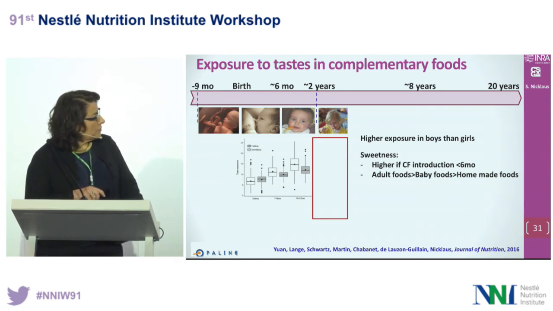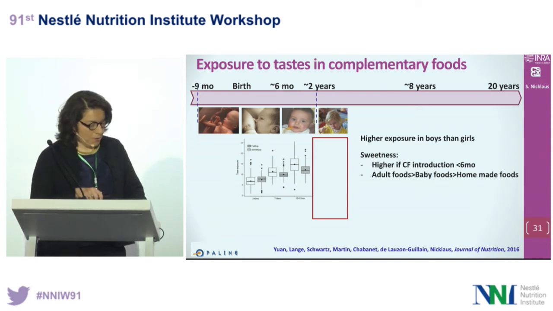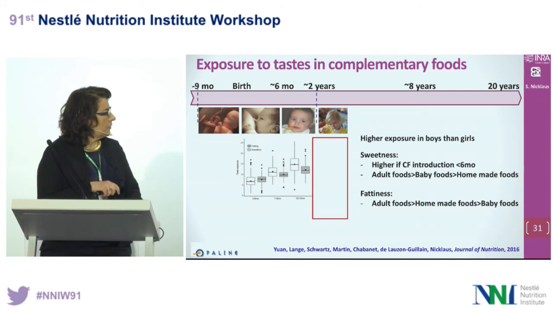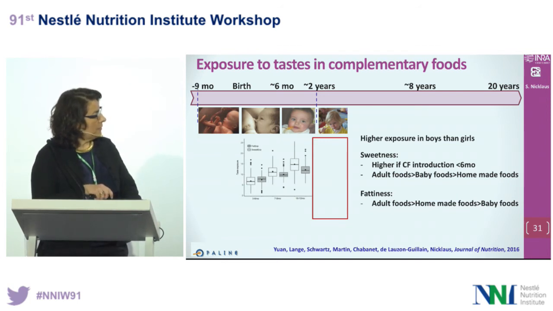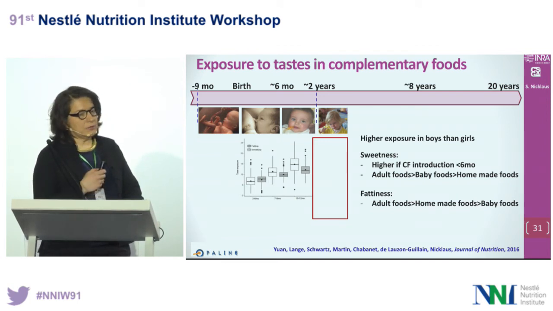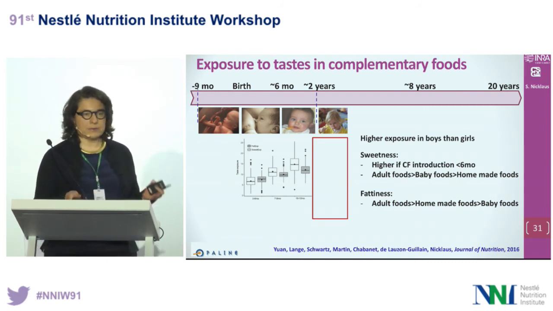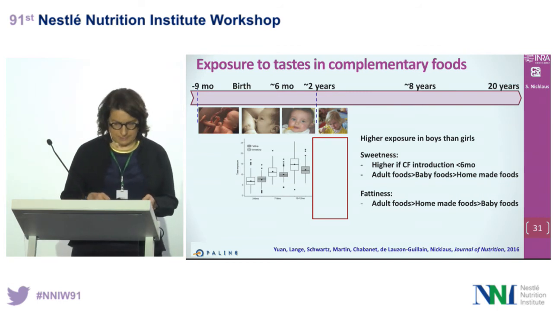And also we found that sweetness exposure was higher when infants were fed a lot of adult food compared to baby food and compared to homemade foods. Regarding fattiness, we found almost a similar effect: children were more exposed to fattiness if they were fed adult food rather than homemade food and baby food. So really a difference according to the types of food they are fed.